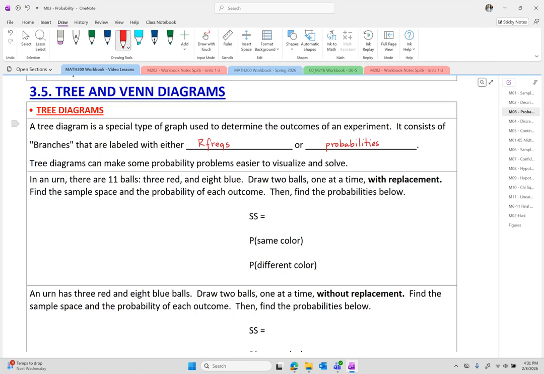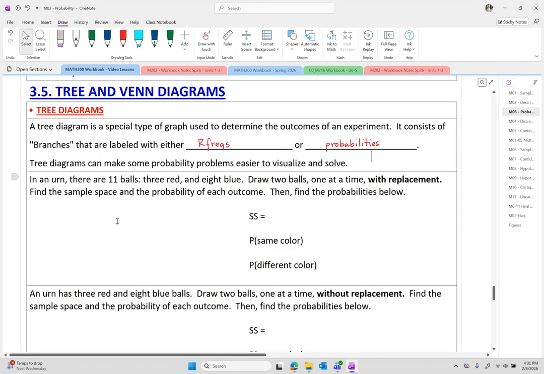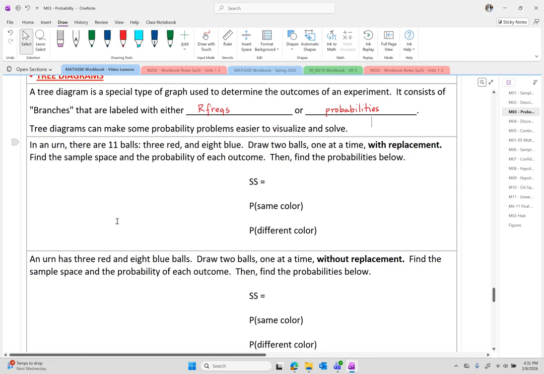So we have the same scenario here. We have an urn. It has 11 balls, 3 are red and 8 are blue. And we are drawing 2 balls from the urn. In the first example, we will do it with replacement. And in the other example, we will do it without replacement. They are asking us to find the sample space, the probability of pulling the same color balls, and the probability of different color balls.